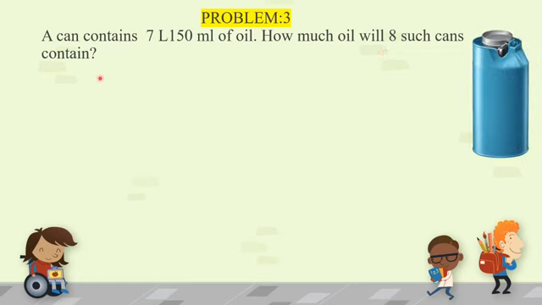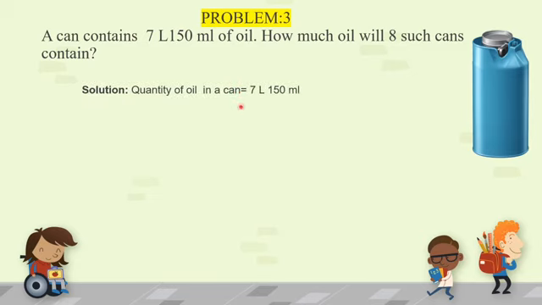So here let's repeat the question. A can contains 7 liter 150 milliliter of oil. This is one single can's capacity. So how much oil will 8 such cans contain? If one is containing this much quantity of oil, then if you have 8, what will be the total quantity of oil in such 8 cans? To find that, let's see the solution.